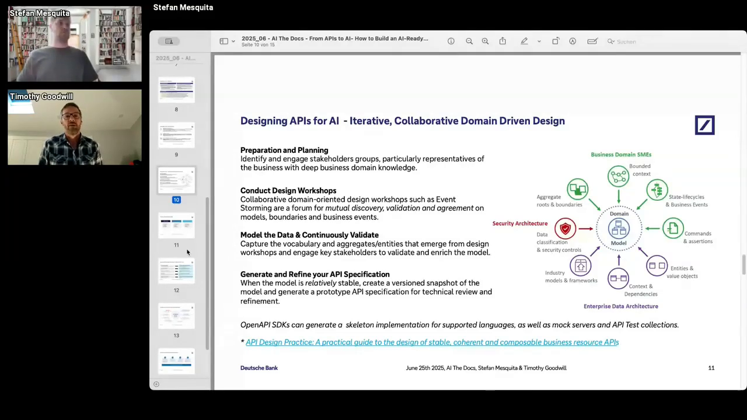Go back to your business stakeholders, and go back to the other stakeholders like your security architects, your data architects, to make sure that you're appropriately modeling and appropriately sharing the data in your domain. And we can generate API specifications directly from the model. And again, it will need some technical validation. And of course, we can use OpenAPI tools to generate scaffolds, mock servers, test collections.